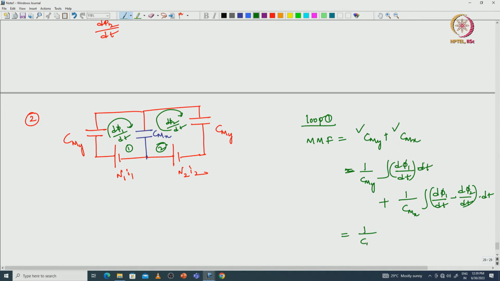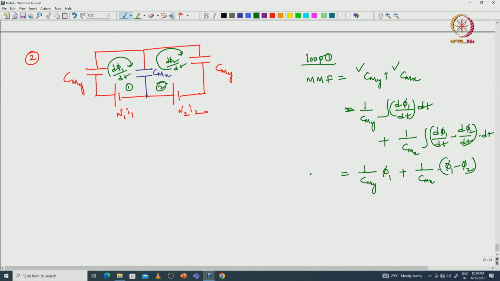If we solve this, we get 1 by CMY into flux phi 1, plus 1 by CMX into phi 1 minus phi 2, the difference in both flux values. This is the MMF equation with respect to the capacitances. Like this we have to make the equivalent circuit and realize it in this fashion. If we represent it with resistances in terms of reluctances, mathematically you may get the same equation, but it is wrong with respect to power balance or energy conservation, and reluctance is not a dissipating element.